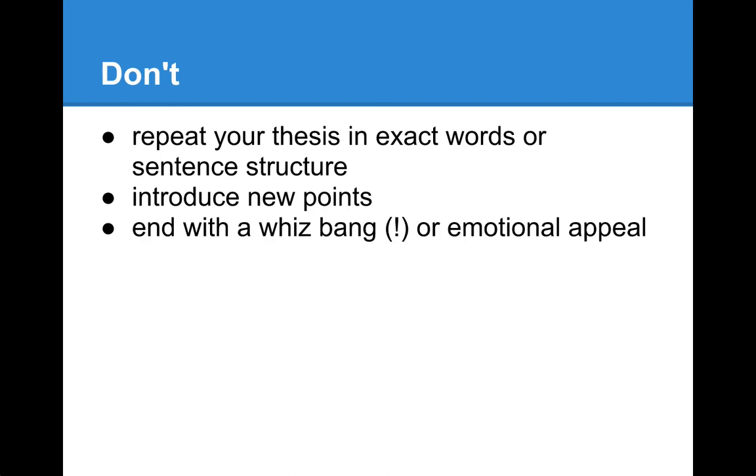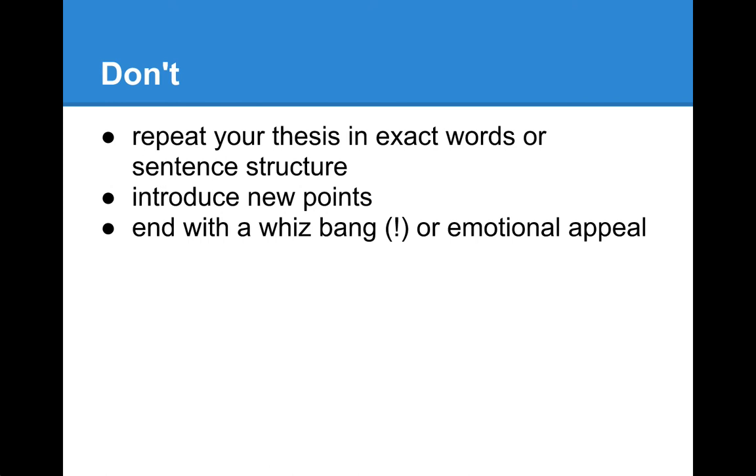Okay. Things you should not do in a concluding paragraph. You should not repeat your thesis in exact words or sentence structure. Your audience knows what your thesis is. They just saw it. It was only 5 paragraphs ago. So please don't insult their intelligence by just verbatim repeating the thesis. The next thing you should not do is introduce new points. You don't want to include new information that was not covered in your thesis or the main idea. This isn't the point to talk about how Alexander Graham Bell interacted with his wife or something like that. Okay?